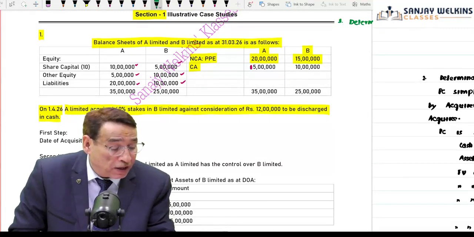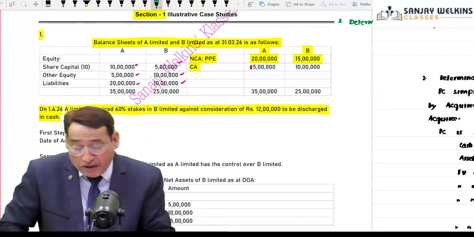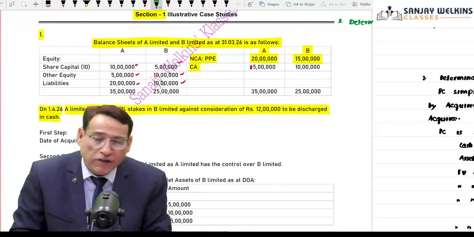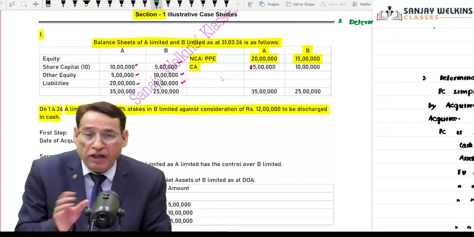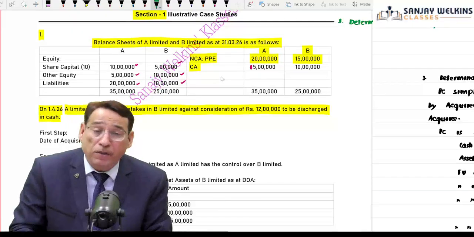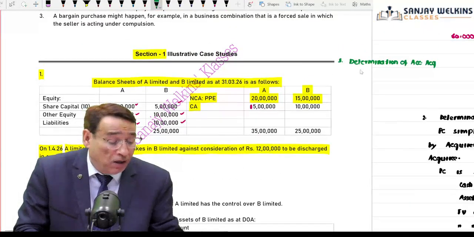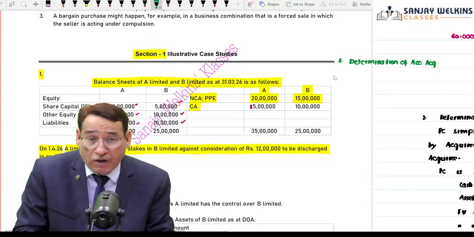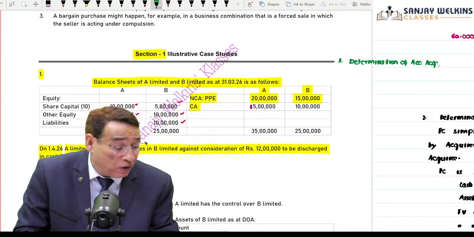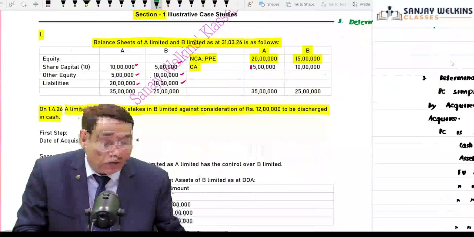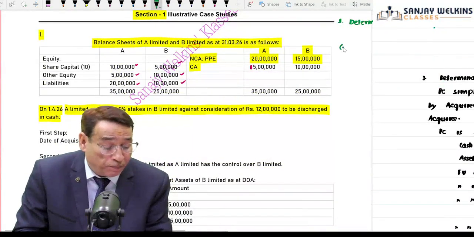We know that A Limited is acquiring 60% stakes in B Limited. So quite obviously, from the legal perspective, A Limited is the legal acquirer and B Limited is the legal acquiree, without an iota of doubt. But we have to find out the acquirer for accounting purposes. So accounting acquirer is our first step. In order to determine the accounting acquirer, I have already told you, first of all, you write here group.